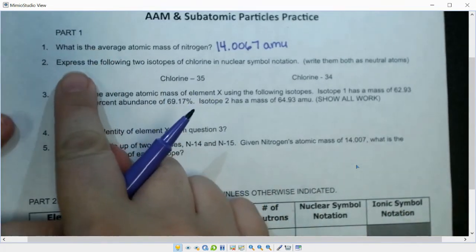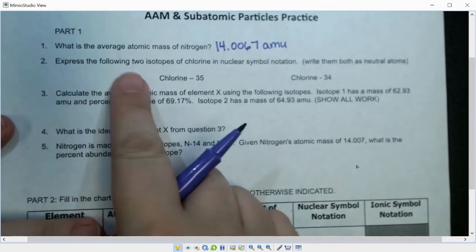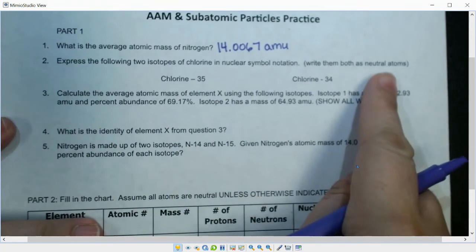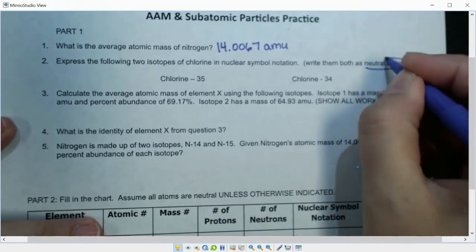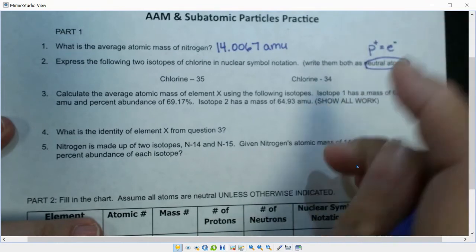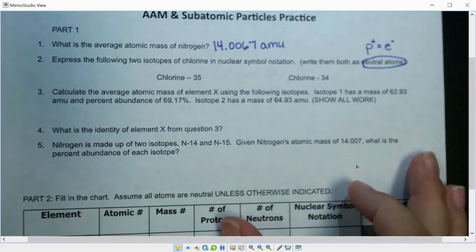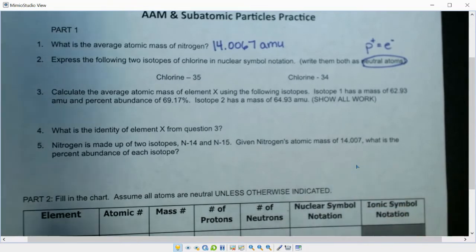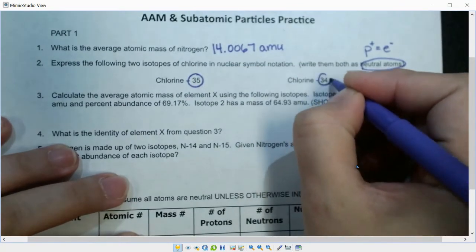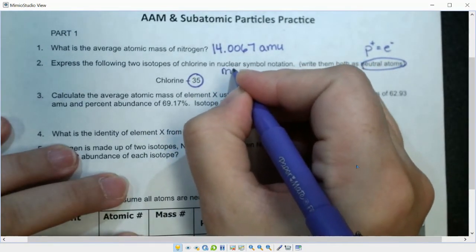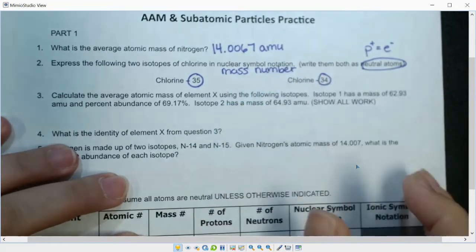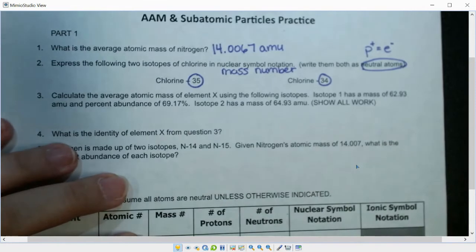All right, so then we get to this next question. Express the following 2 isotopes of chlorine in nuclear symbol notation. Write them both as neutral atoms. Well, first off, this neutral atoms thing tells me that I need my protons to equal my electrons. My positive charge must equal my negative charge. And then just a refresher, these numbers after the hyphen, those are the mass numbers. That's what's written after the hyphen in a hyphen notation.